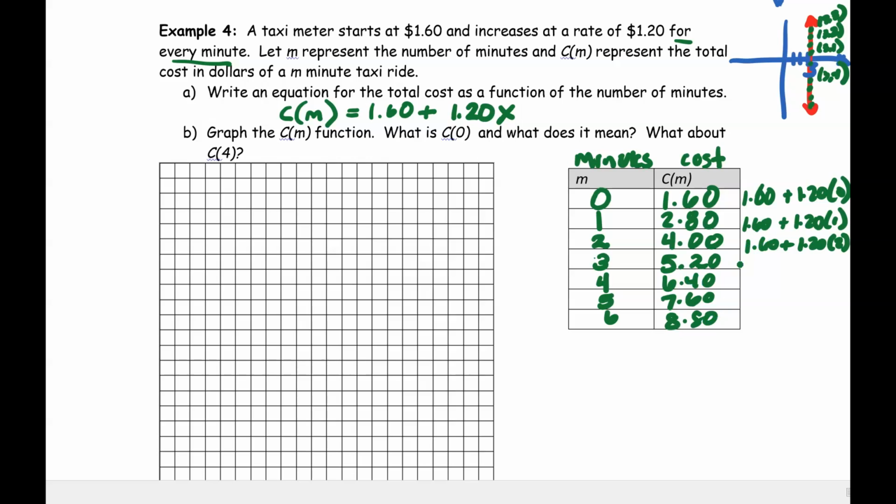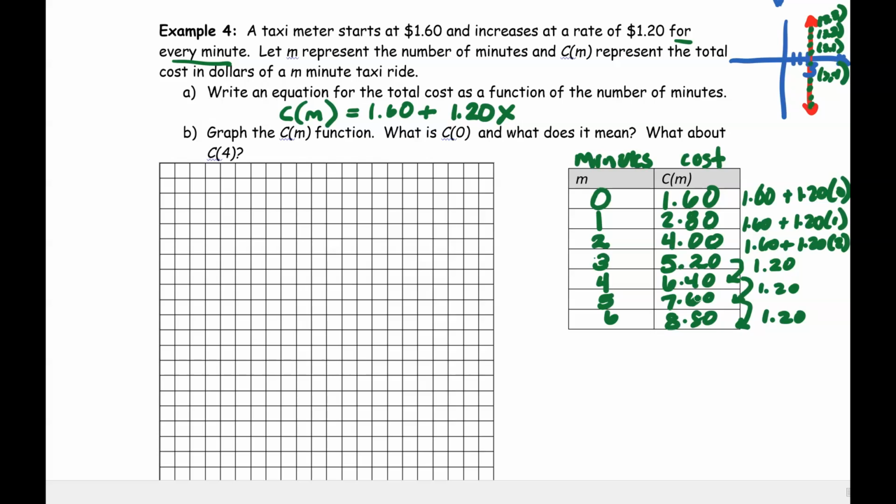You might notice that every time we jump up a minute, it's just increasing by $1.20 because that's the rate. So as long as I'm making the minutes go up by 1, then these outputs are going to go up by $1.20 each time. So if you want, you can just use that pattern to fill in the table.